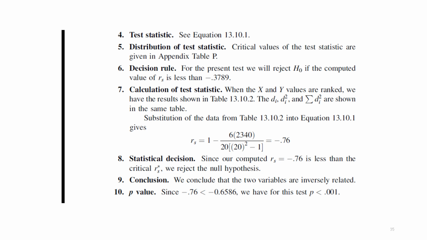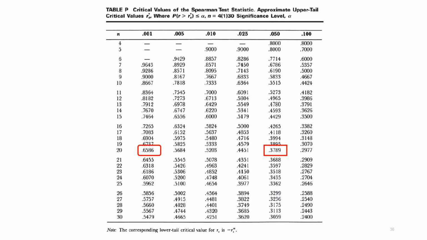Then based on this, we calculate the correlation. If it is less than the critical value, then reject the null hypothesis. Our calculation of 0.06 is less than this value from the table, and then we can say the p is 0.001, so it's significant. Here the value is the critical value. This is the p value.